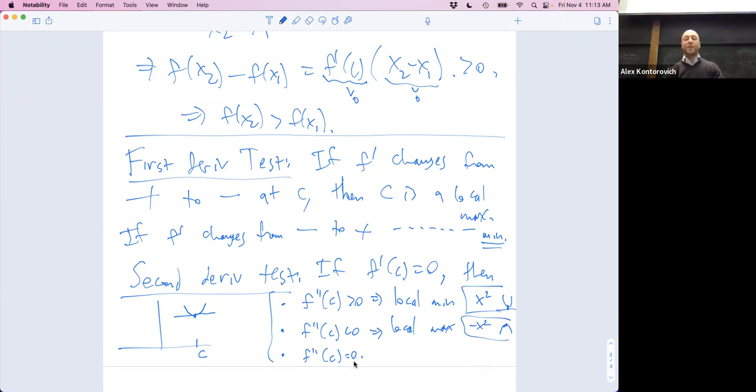This is the graph of negative x squared, which is a sad parabola. And what about if the second derivative is 0? Then what can we say? It could be either or neither. So it's inconclusive.